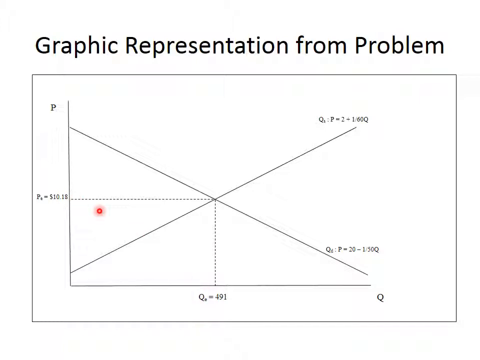Now it's what we just went over. The overall revenue will be this rectangular space, 10.18 times 491, the area of this rectangle. The profit will be the entire space above the cost curve. The cost will be the entire space below the cost curve. We'll walk through that.